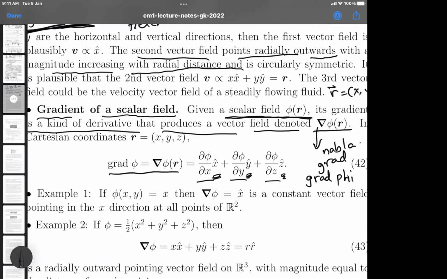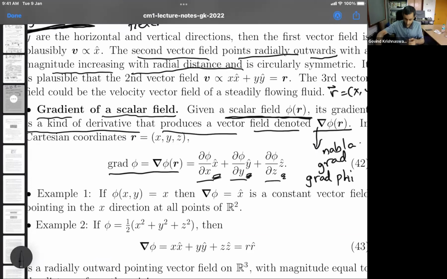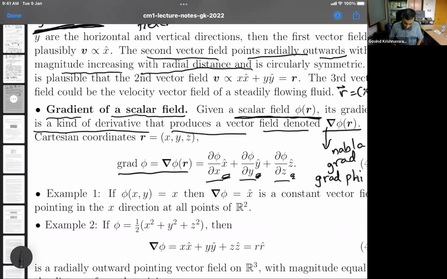Can you please explain gradient once again? I've not gone very much into gradient, so I've just given a definition right now. So suppose you have a function. Let us do an example. I think that will help Ankon.